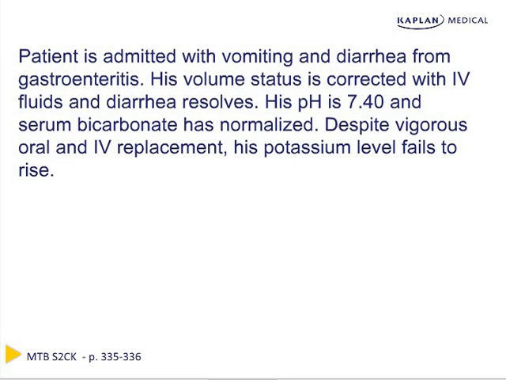Let's apply what we've learned to a clinical vignette. Here we have a patient who's admitted with vomiting and diarrhea from gastroenteritis. His volume status is corrected with IV fluids, and his diarrhea resolves. His pH is 7.40, and his serum bicarbonate has normalized. Despite vigorous oral and IV replacement, his potassium levels have failed to rise.